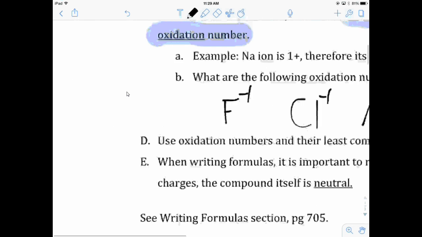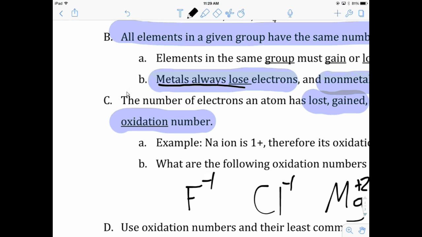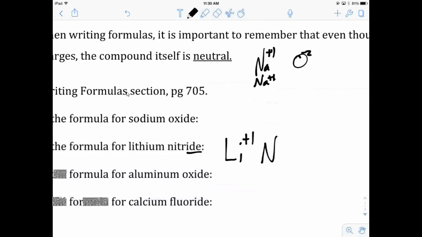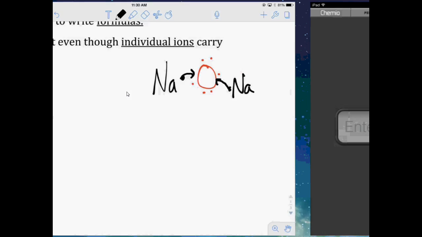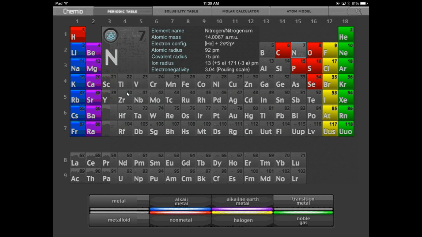An easy way to do this, let me go to the periodic table. An easy way to do this also, and I'll go over this more in class, is to put your finger on the element in question to figure out its oxidation number. You can do basic math. Hey, nitrogen's in group 15. Based on what group it's in, it has 5 valence electrons. It needs 8, so I can just add 3.